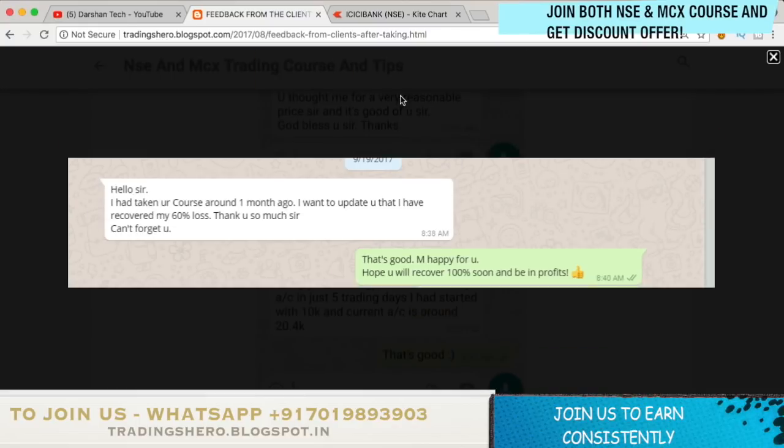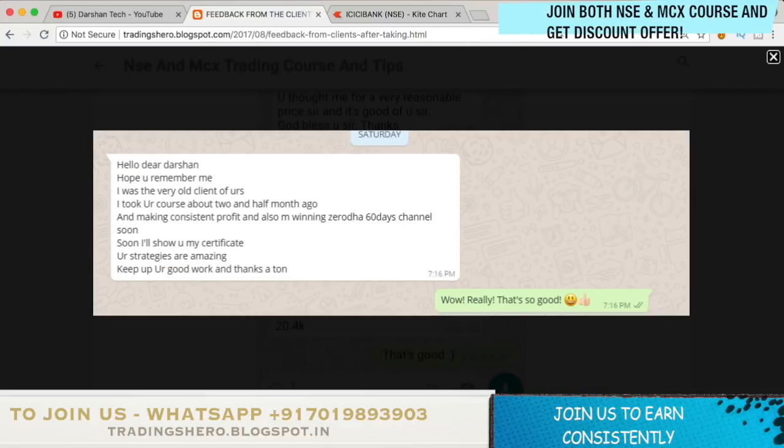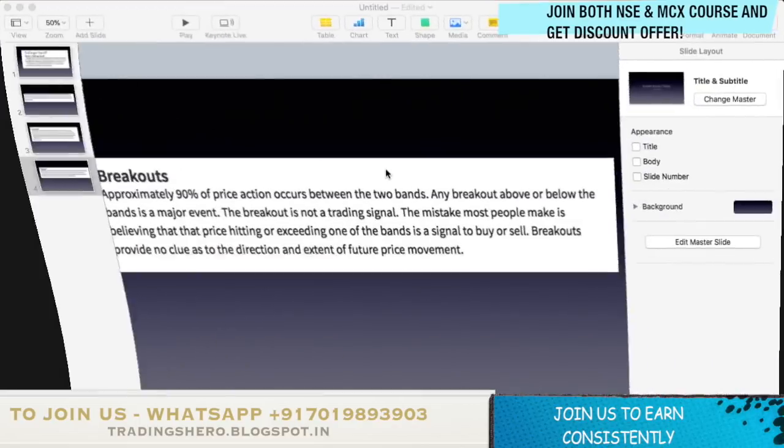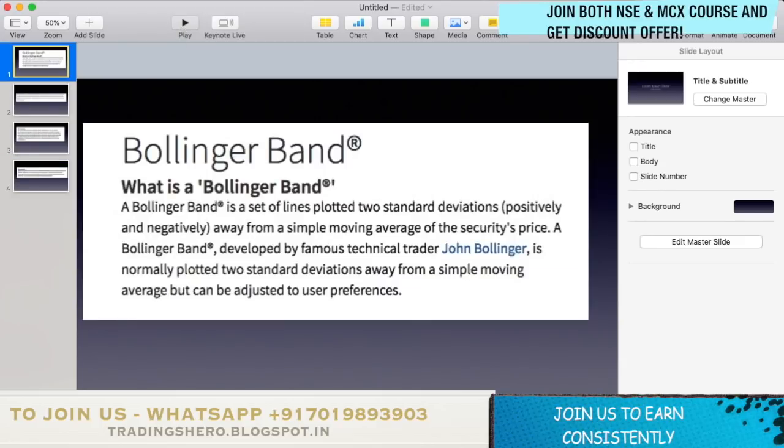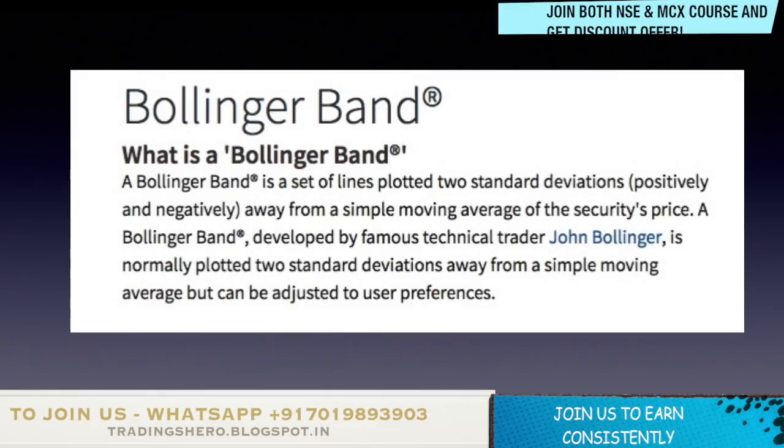So guys, that being said, now let's talk about the Bollinger Bands. Let me tell you a little bit of how it works in a technical manner. So what is Bollinger Bands? A Bollinger Band is a set of lines plotted two standard deviations, so as you guys know, it has an upper band and lower band. These are the two deviations, positively and negatively, away from the simple moving average.